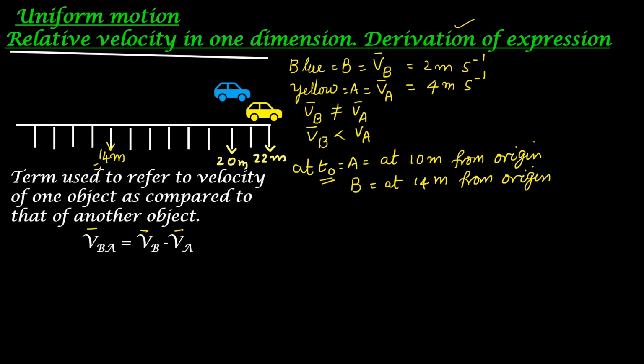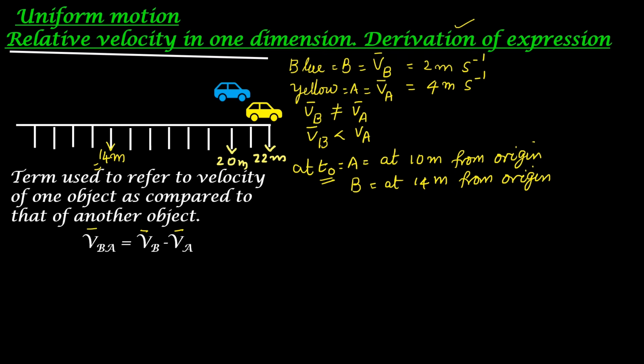I already gave you the formula for calculating VBA. It is VB minus VA. So the relative velocity of B with reference to A is 4 meter per second minus 2 meter per second, which is equal to 2 meter per second. You get a positive value. So B is moving faster than A.